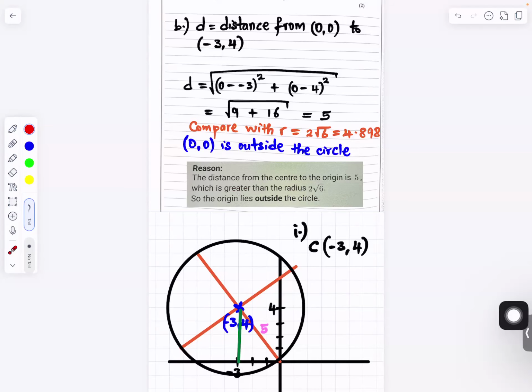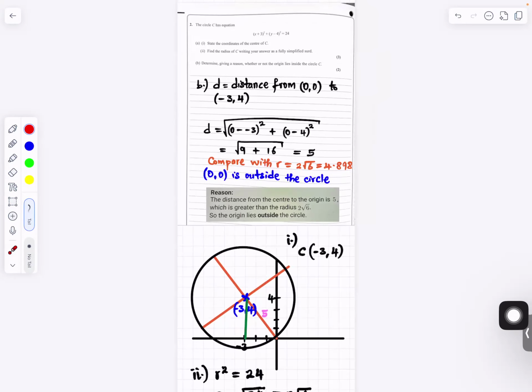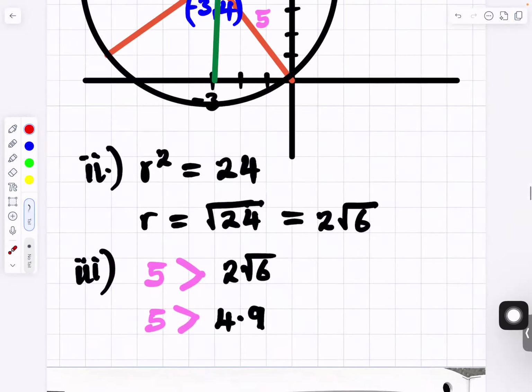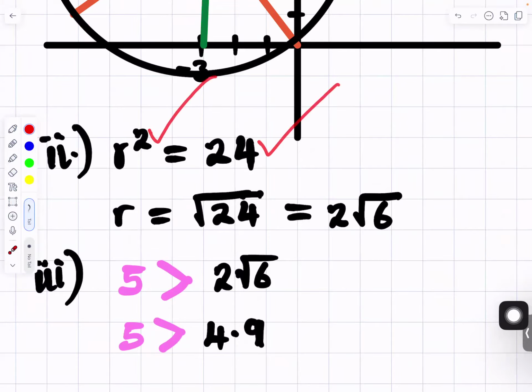To find the radius of the circle, we want to find the distance. So if you want to find the radius of the circle, for part B, it says find the radius of C, writing your answer as a fully simplified surd. So to find the radius of the circle, r squared is equal to 24. So the radius is square root of 24, which you put in your calculator gives you 2 root 6.